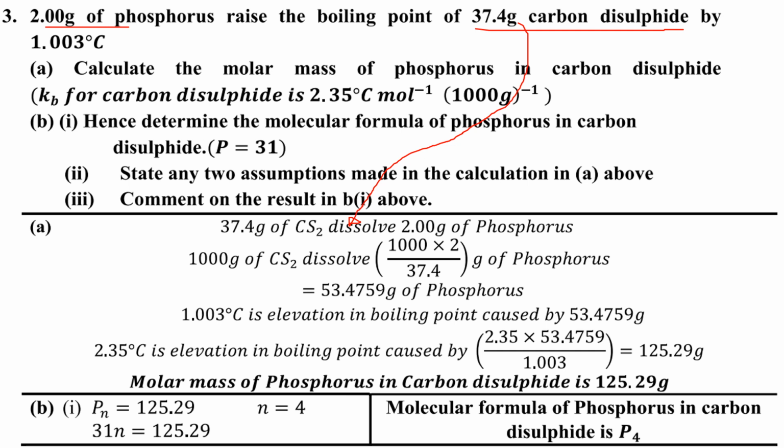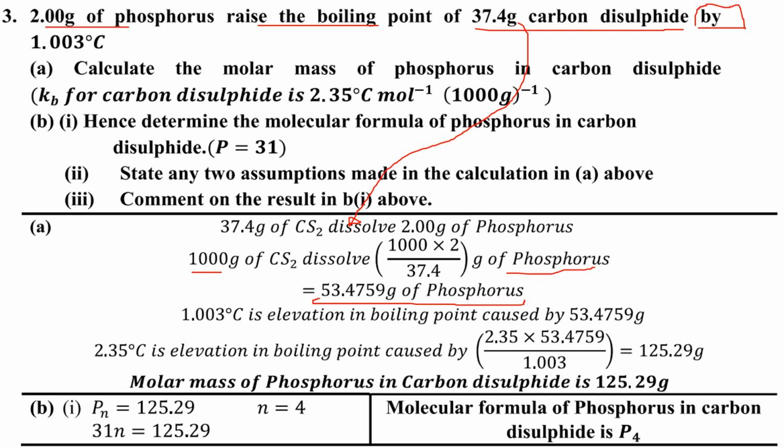Now the next step is always with 1,000. It's going to be 1,000 multiplied by 2 divided by 37.4, and this is going to be grams of phosphorus. I've already told you that this one is directly linked to elevation in boiling point, and the ebullioscopic constant, when given, is always linked to the molecular mass of the compound that is given. But here you are told that the 2 grams of phosphorus raise the boiling point of carbon disulfide by this. They use the word by, raises by. So that means that they gave us the elevation in boiling point when it's already calculated.